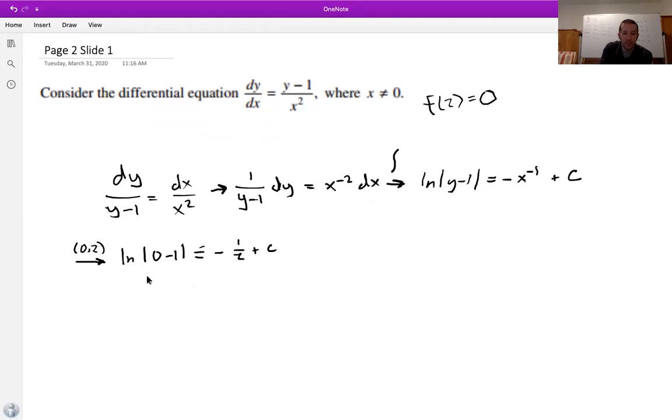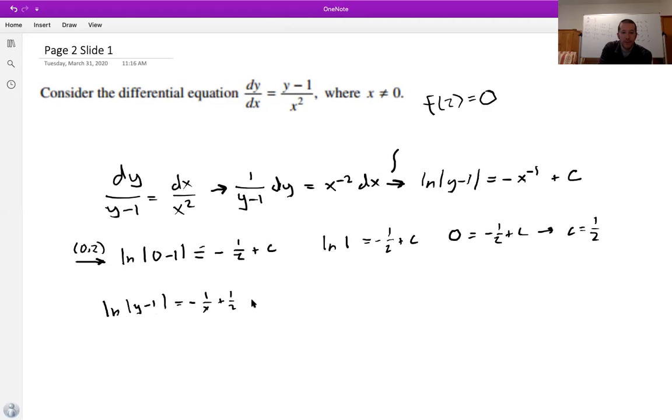So this is the natural log of 1, which equals negative 1/2 plus c. The natural log of 1 is 0. So 0 is negative 1/2 plus c, which means that c is 1/2. Now I'm going to plug that back in, where I have the natural log of the absolute value of y minus 1 is equal to negative 1 over x plus 1/2.